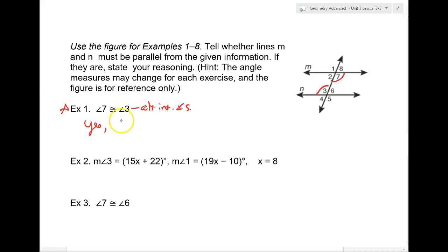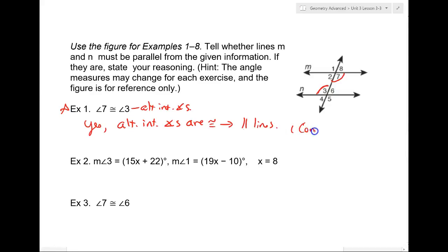Yes. Why? Because if alternate interior angles are congruent, then parallel lines. Do you guys realize this is actually shorter than writing out the theorem name, right? The converse of the alternate exterior angles theorem. Write this out. It's much better.